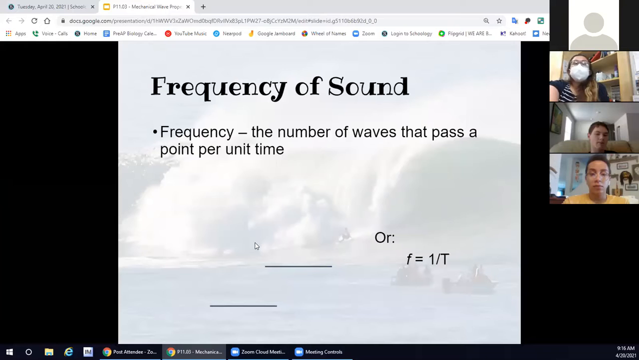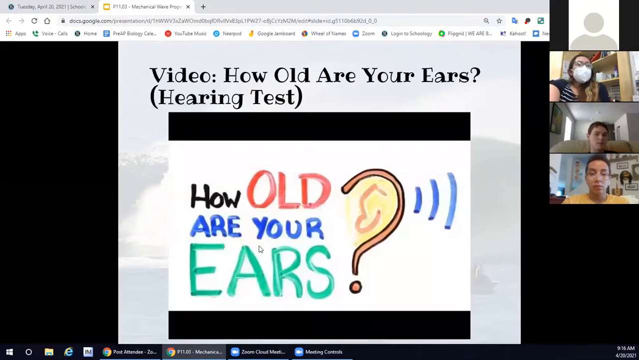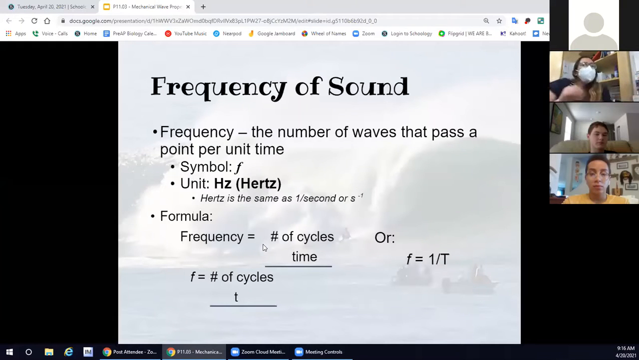And then we have frequency of the sound, which is the same as a transverse wave. It's the number of waves that pass through a point per unit of time. These are the formulas, but sorry, we're not going to be using the formulas until tomorrow.